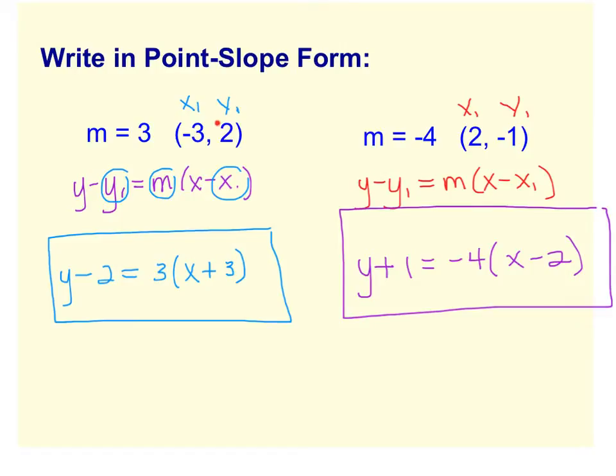Our y1 is a positive 2 up here in the ordered pair, but down here it looks like a negative 2. So that's something to keep in mind. That's going to help us out in a couple slides. Your slope never changes. Again, over here, your x1 is a positive 2, looks like a negative 2 down here. Your y1 is a negative 1, looks like a positive 1 right there.